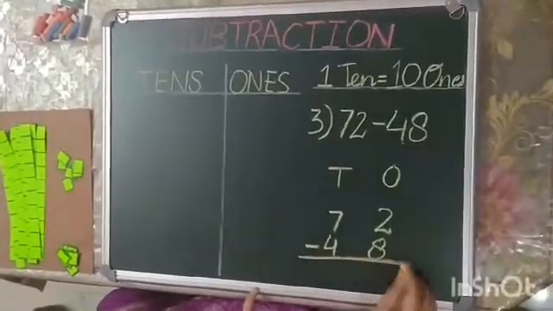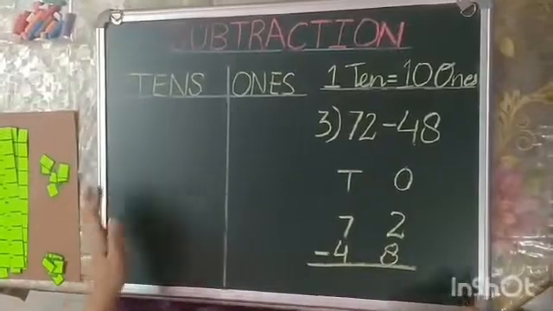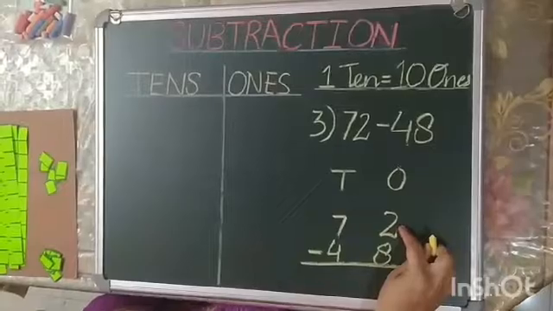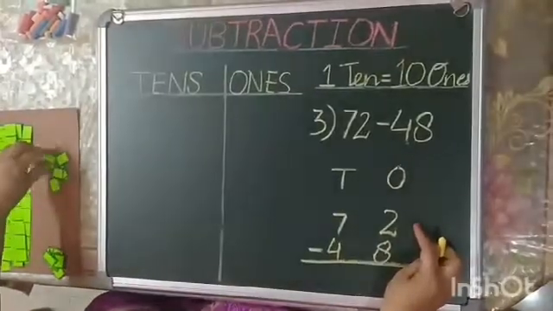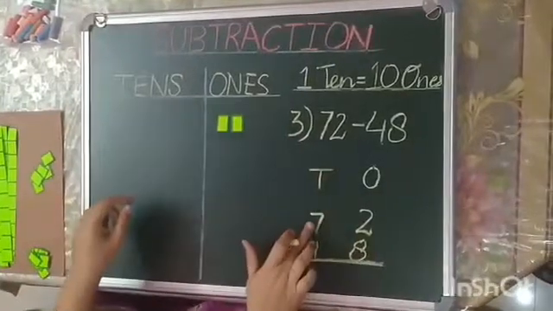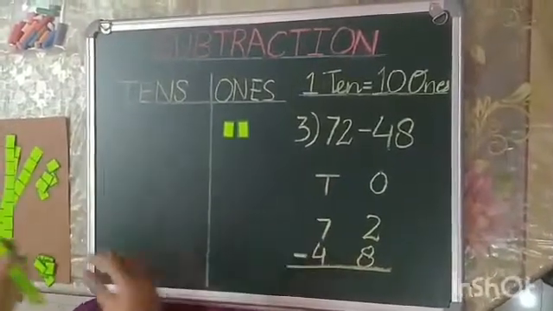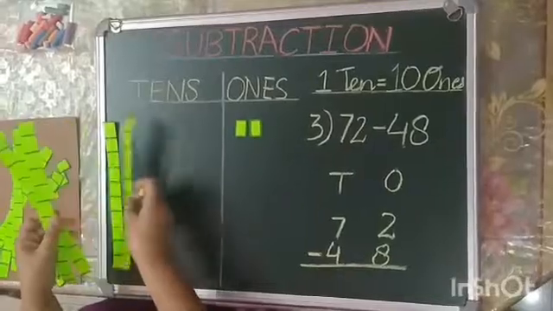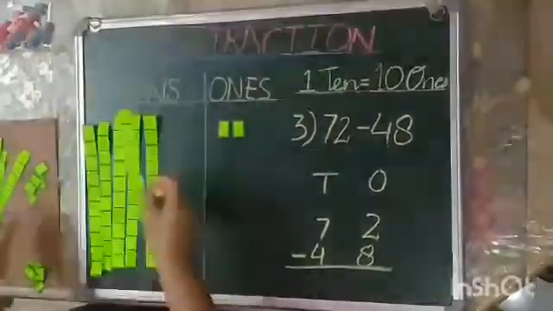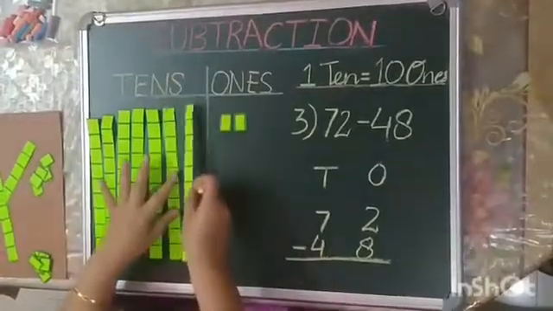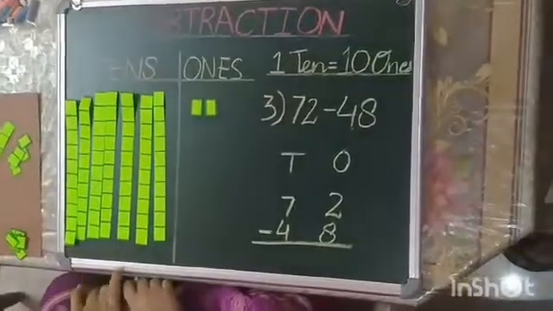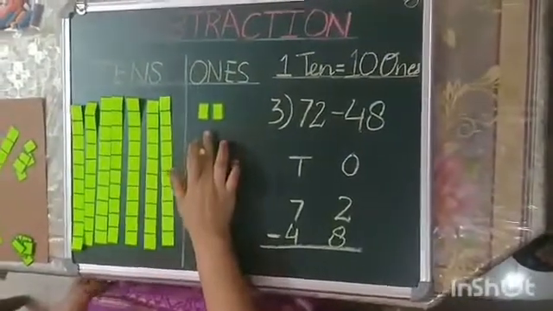Subtraction sign, and we have to subtract. Let's show the numbers in the tens and the ones column. How many ones? 2 ones. So let me keep 2 ones. How many tens? 7 tens. 1, 2, 3, 4, 5, 6 and 7. So here I have 7 tens. 7 tens means 70, and here I have 2 ones.